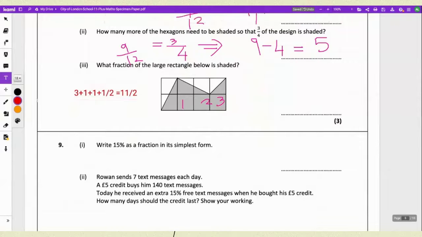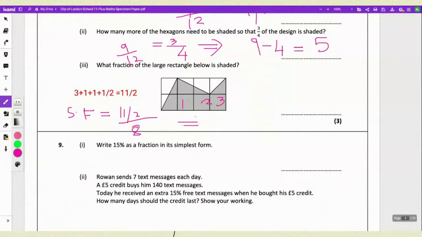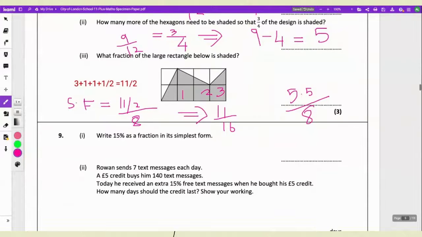And then you have to find the shaded area. So let me take my pencil now. So your shaded area, shaded fraction I'm writing. Your shaded fraction would be 11 divided by 2 and 8. And that would become 11 over 16, or if you have to do it in points, that would be 5.5 divided by 8. That would be your answer. So let's move on to number 9.